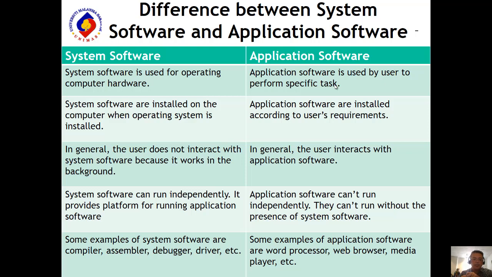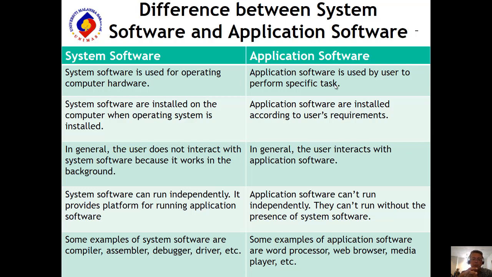The fourth difference is that system software can run independently, whereas you cannot run application software independently. So in order for you to install and use application software, first you need to have an operating system, which is a system software. You have your system software in your computer, then inside the system software you install your application software.